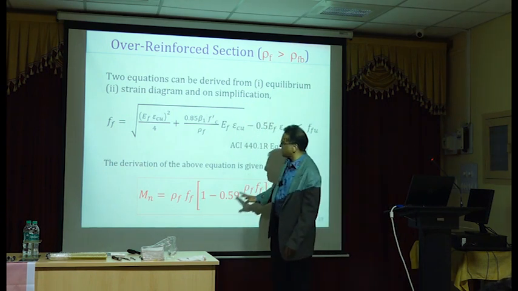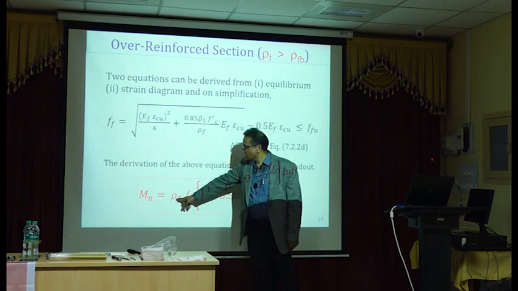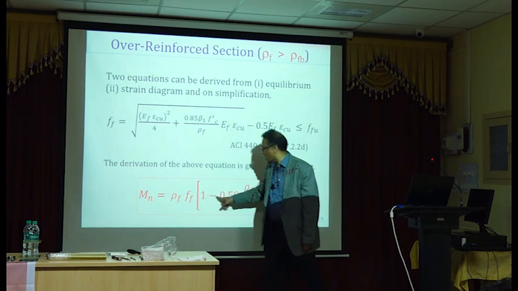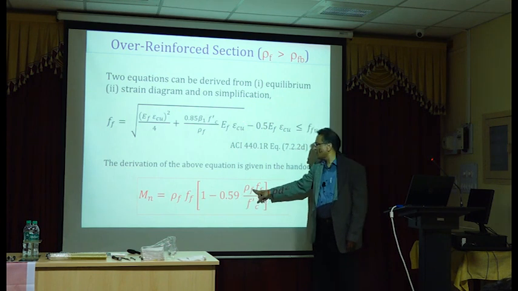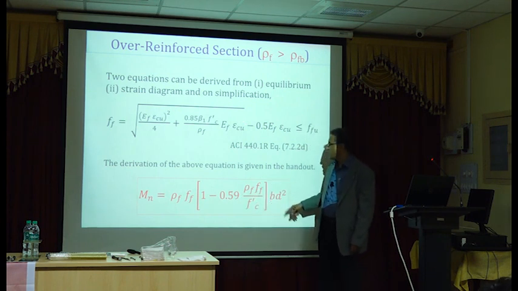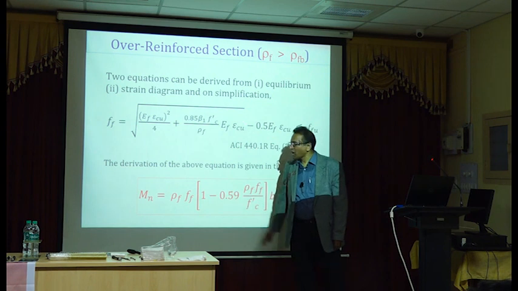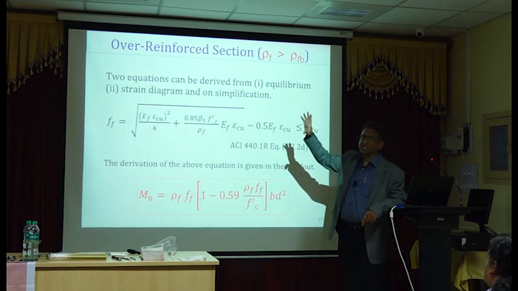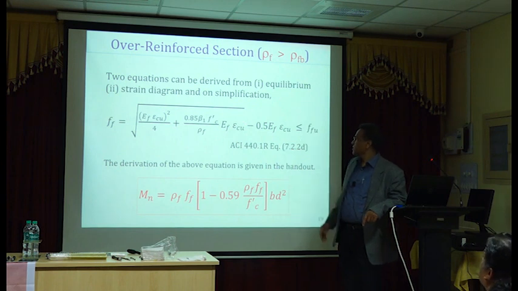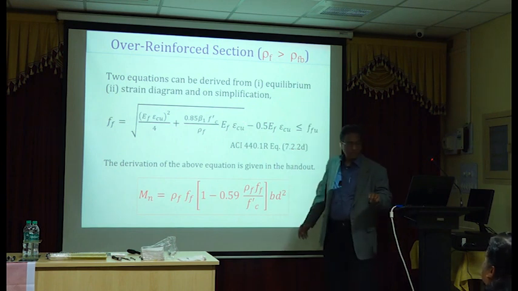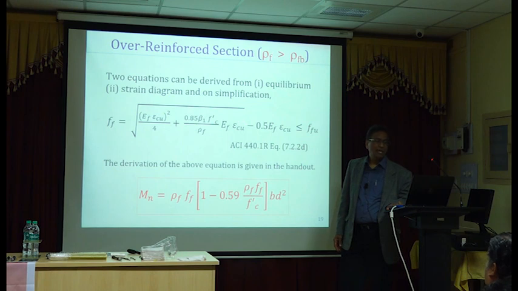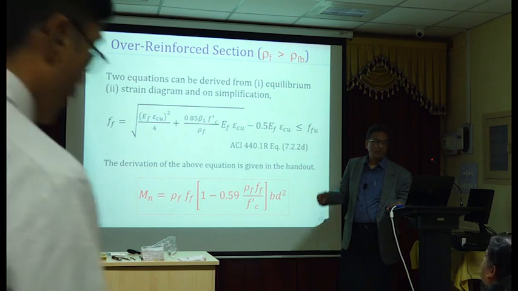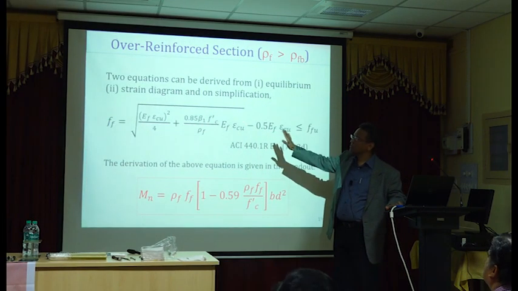You can rearrange the terms and it works out to Mn equals rho F FF times (1 minus 0.59 rho F FF over F prime C) times BD squared. This 0.59 is based on the stress block characteristics. That can easily be derived if you want to derive. If you just want to use the equation, this is quite.